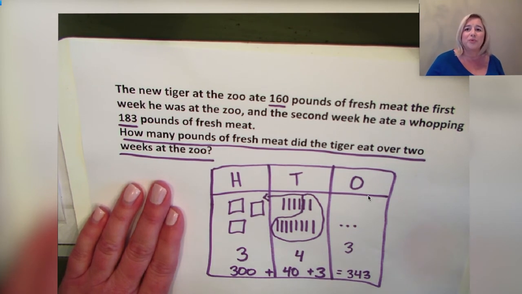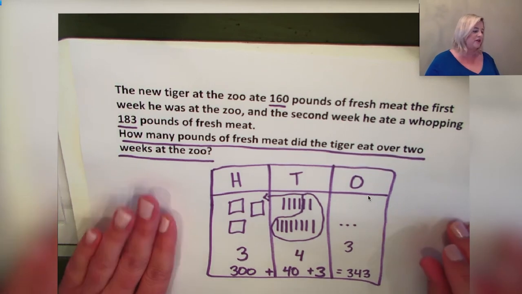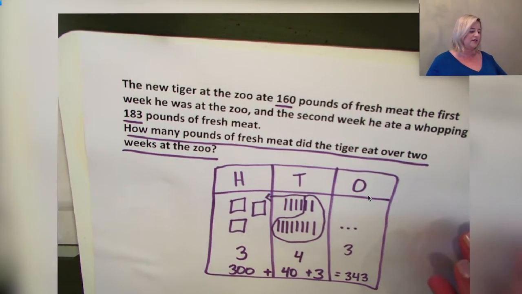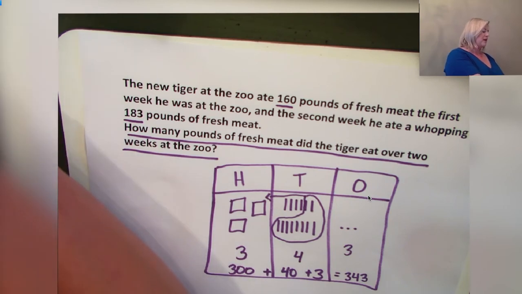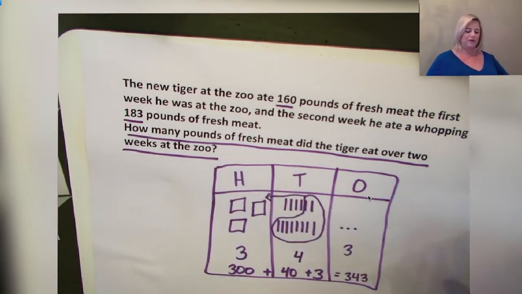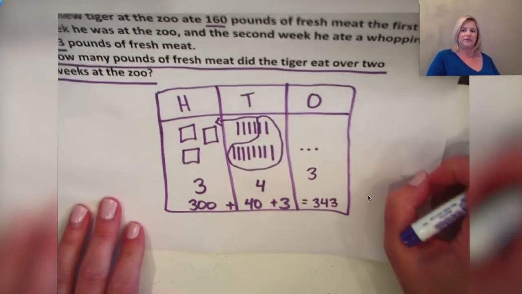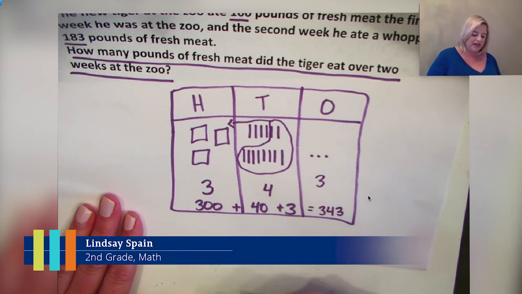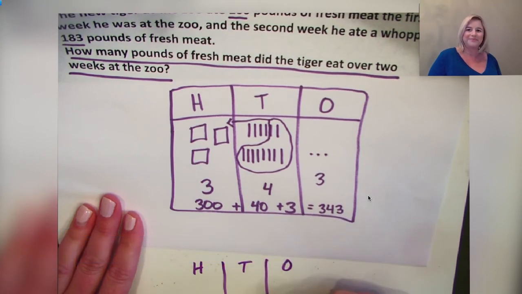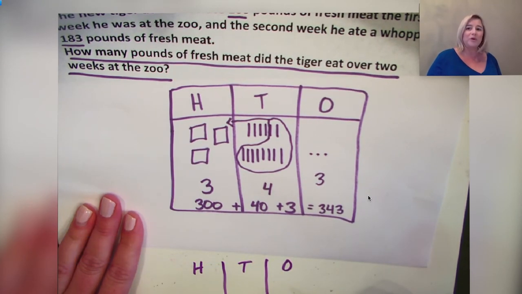Okay, let's write a problem to match our situation that we have on our place value mat. Are you ready to do that? Awesome job. So I'm going to get mine ready for you. So here we have our example and we have our problem. So I have hundreds, tens, and ones, remember? And I'm going to be adding.